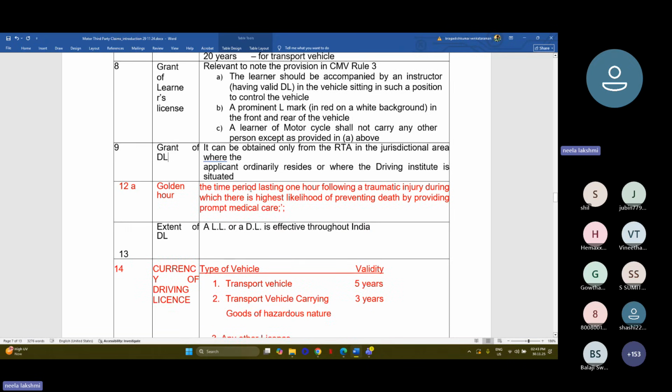You can go through and easily find out. Only the important sections I will describe, because there are so many sections. Okay, this is a new introduction.